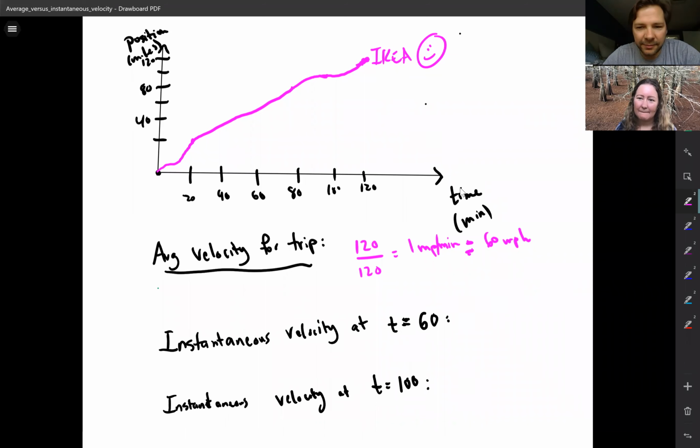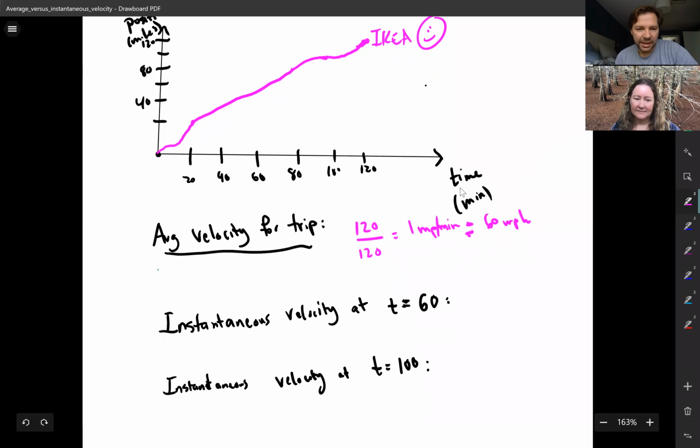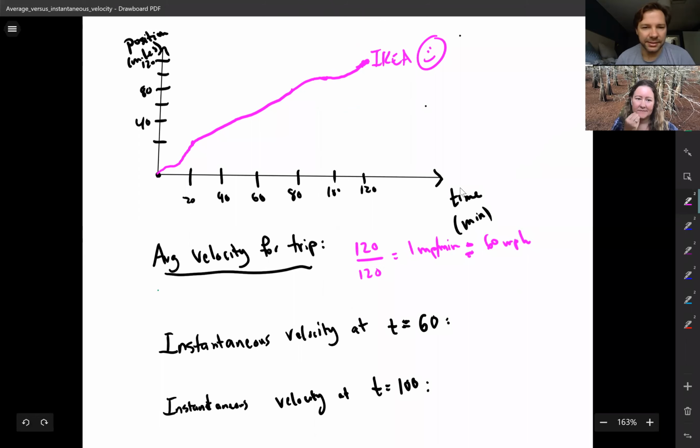Now my follow-up question is, were we going 60 miles per hour the whole time? I think everyone in this class knows the answer would be no. Chances are at some point you're going faster than that, and definitely at some point you're going slower than that because you're stopped at a red light or in a traffic jam or something. So let's estimate what the instantaneous velocity was at t equals 60.